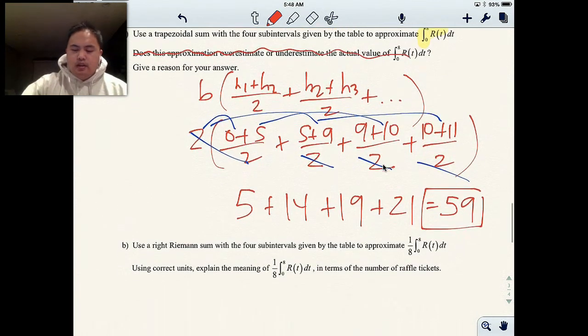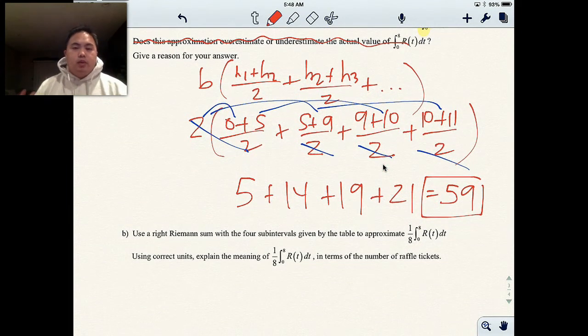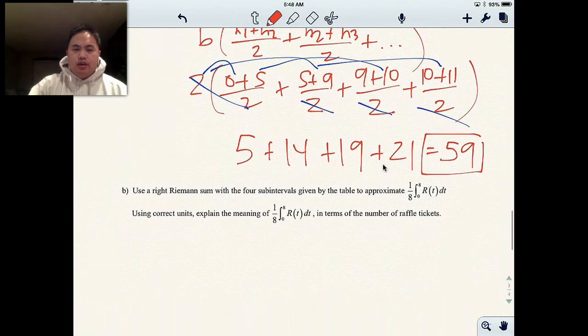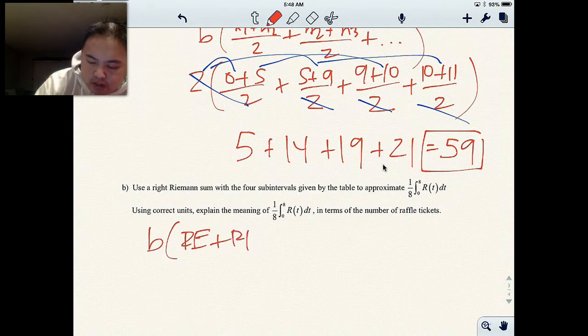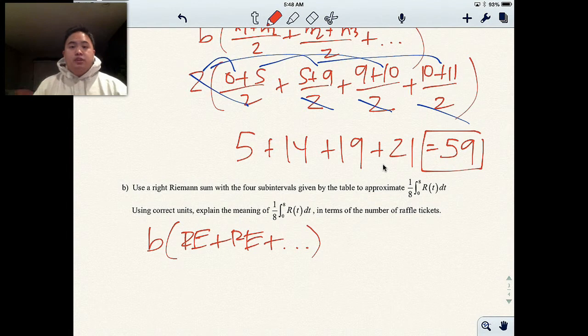Okay. Now, same question B, but it says I want the right Riemann sum. All right. The right Riemann sum formula, remember, is base. So we're going to go right endpoint plus right endpoint, and you're just going to keep on going until you have as many rectangles as you want. This one, it says I want 4 subintervals. This one says it's from 0 to 8. So again, I'm going to have a base of 2.